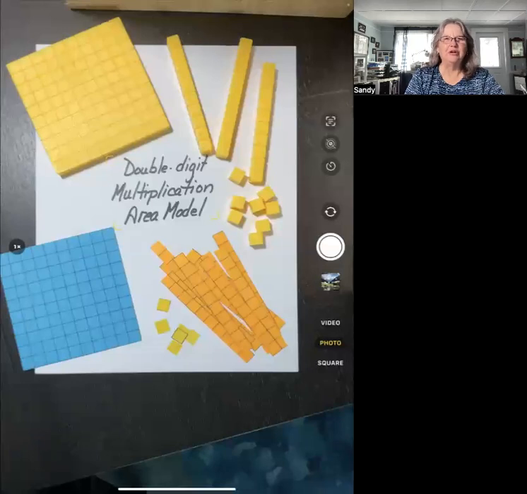In this video, we're going to take a look at double-digit multiplication using the area model. Now, double-digit multiplication typically is something introduced in grade 4. The area model is a model that we can use to solve multiplication problems, but it is a very important model because it also leads us to the distributive property. It's a great visual image for that.